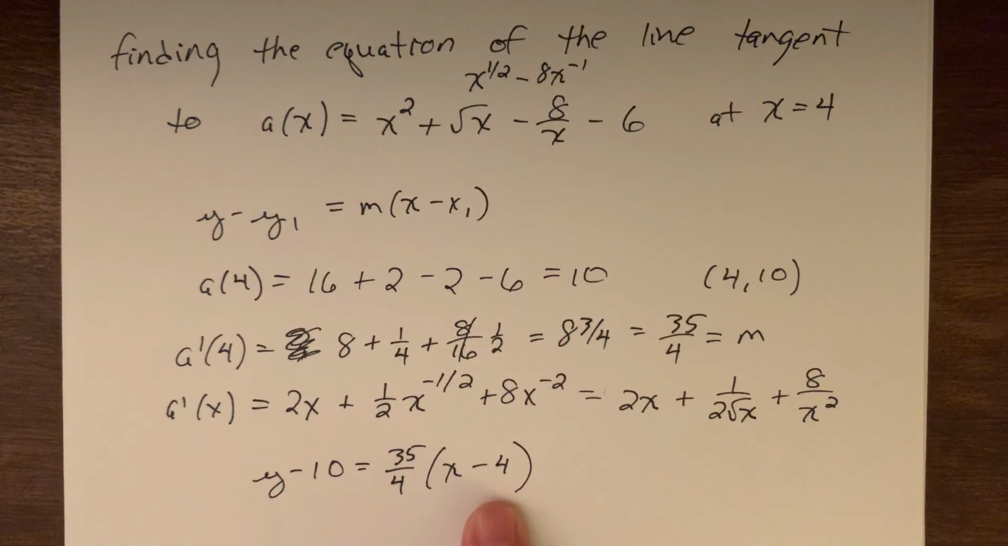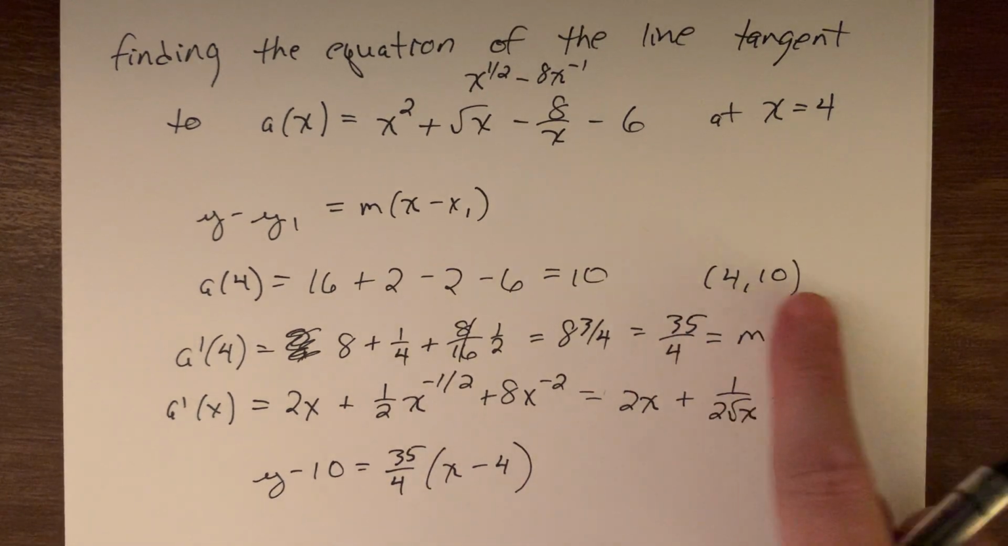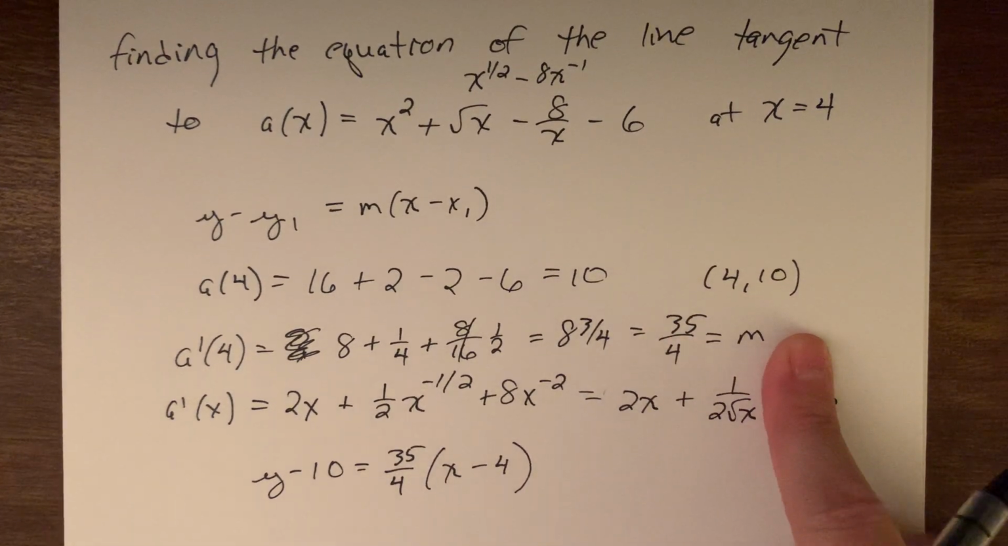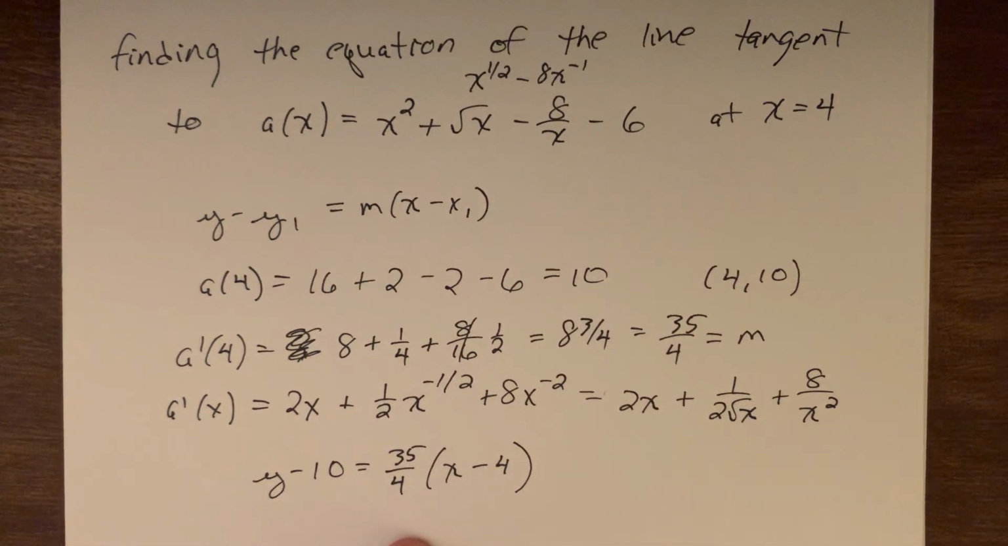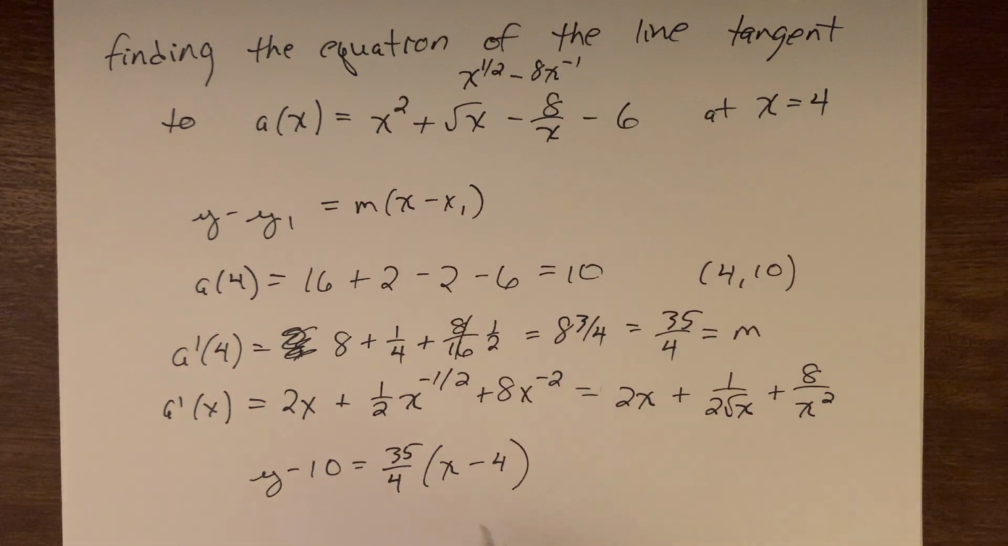And again, this is not the worst. If you use your y equals mx plus b formula, there's your m, but then you'd have to use this as an xy pair and solve for b and then put it all together. But this is fine. This one actually does clean up pretty nicely.